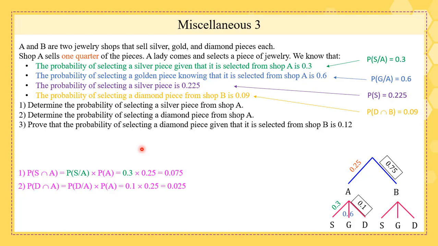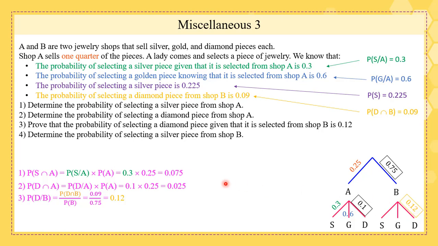Now prove that the probability of selecting a diamond piece given that it's selected from shop B is 0.12. So this is a conditional probability. Let's begin working. This is the probability of selecting a diamond piece given that it's from shop B. This is the probability of D given B, which is D intersection B over P of B, and we know D intersection B from before, so it will be 0.12. And from here, if this is D given B, we can come to the tree and we put it here. This is D given B. We can state that this probability is 0.12.